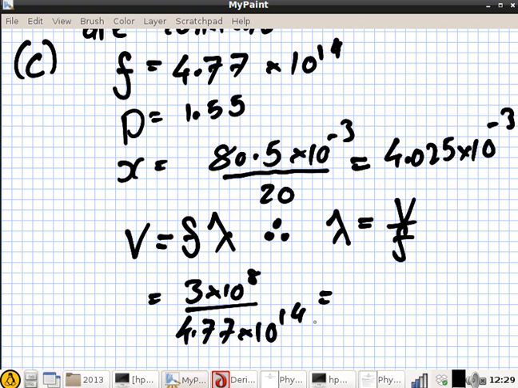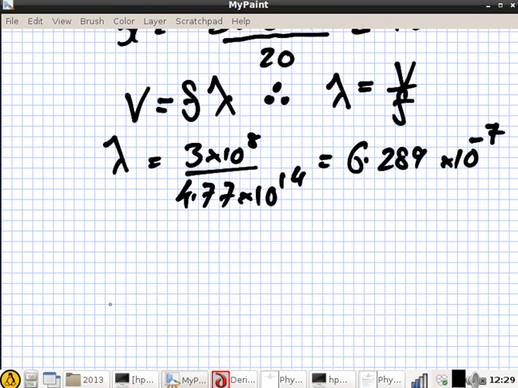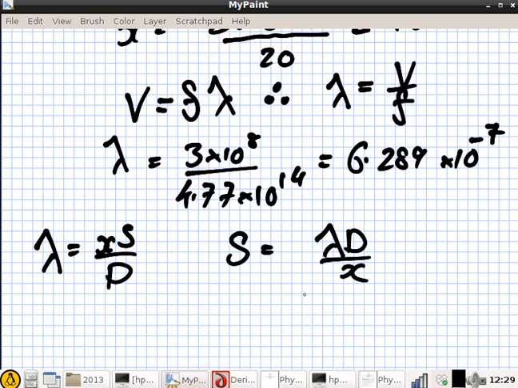So what did they ask for? We're still getting to it. They want the S. Oh. So what do we get here, please? 6.289. 6.289 times 10 power minus 7. Okay, and that is the lambda. Right, now, let's see what we get. So we know that lambda equals xs over d. So s equals lambda d over x.